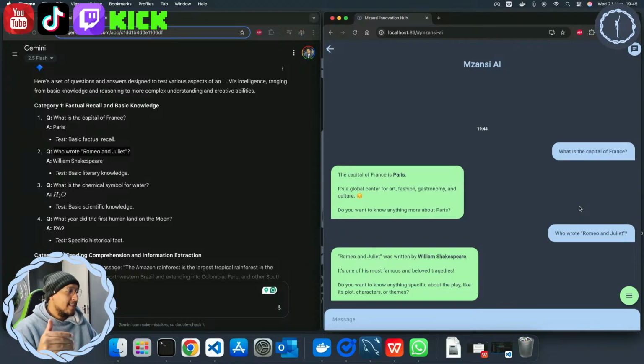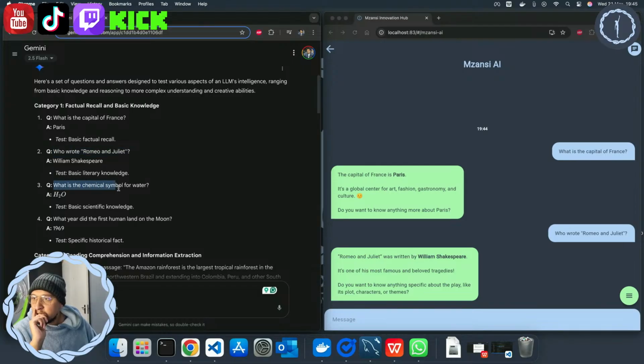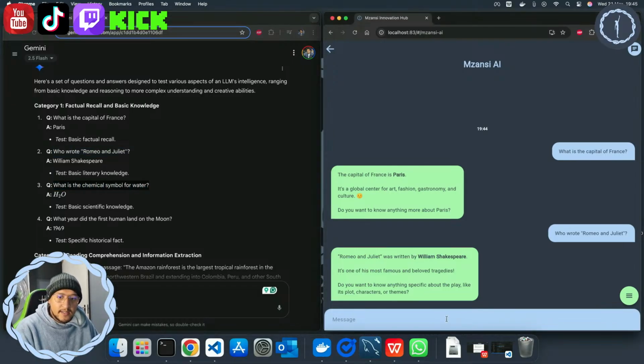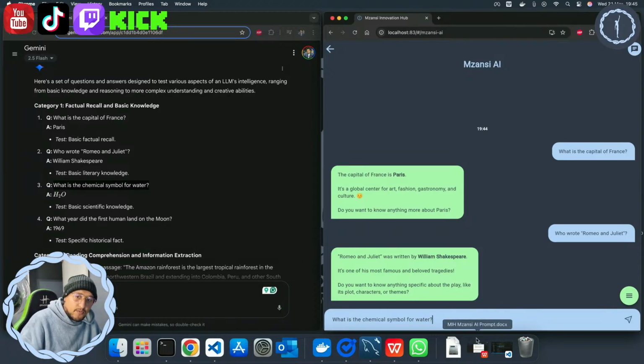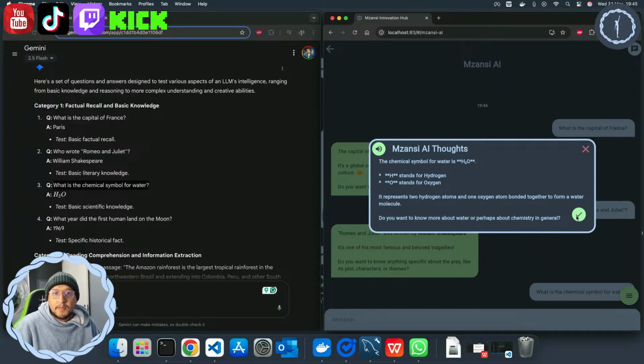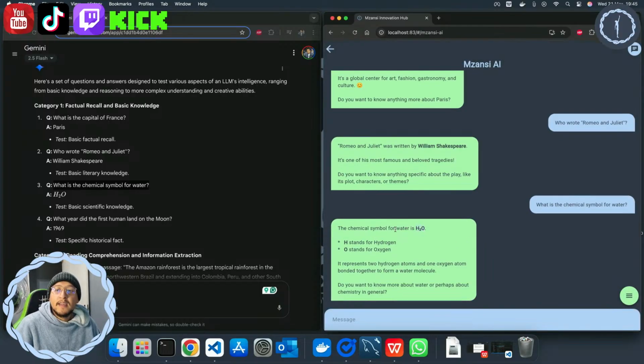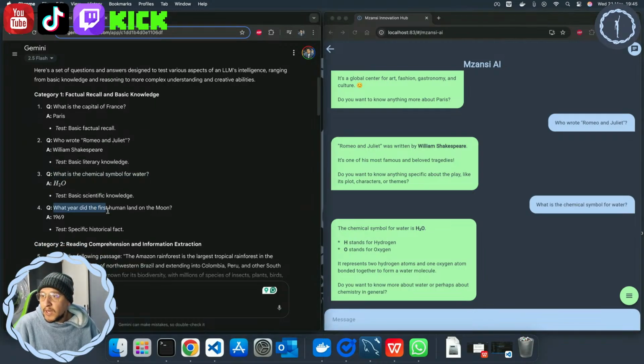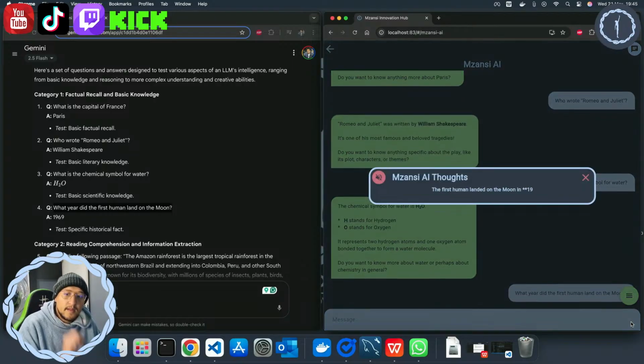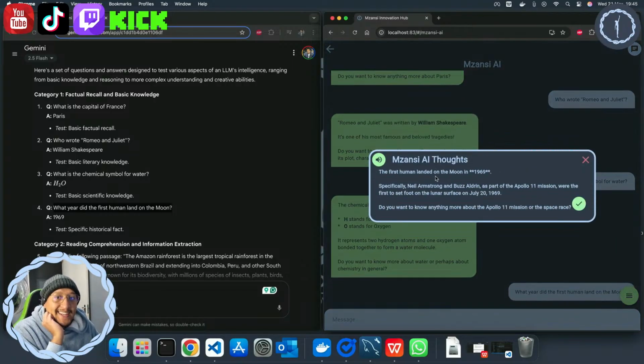Remember, this is stage 1, the easy stuff, so we'll move over to the next question. This is an easy chemistry question: what is the chemical symbol for water, which is H2O? So let's send it. Yep, accurate, you can see it over there, H2O. The next one, what year did the first human land on the moon? The first human landed on the moon in 1969. That's the year that my father was born, 1969. So you can see 1969 is correct. In category 1 that Gemini gave us, it got everything correct so far.